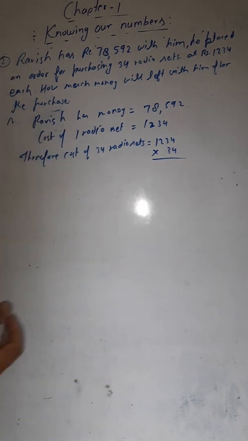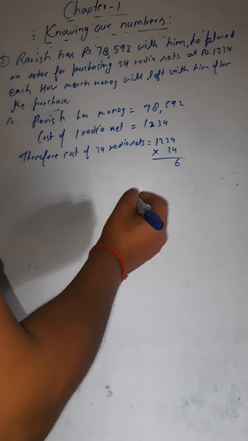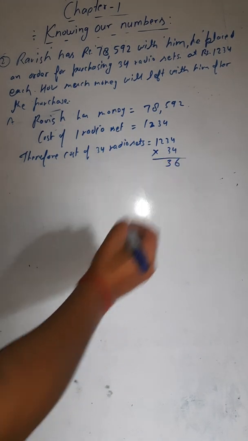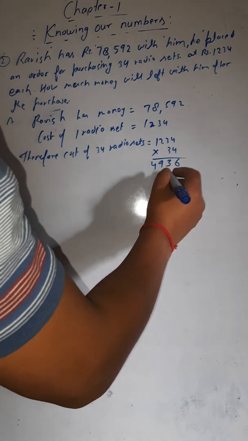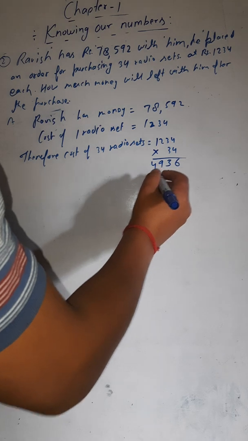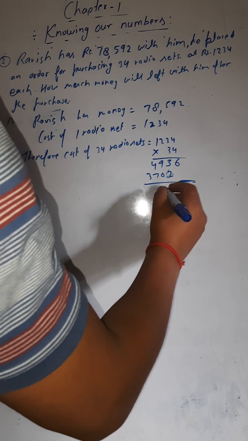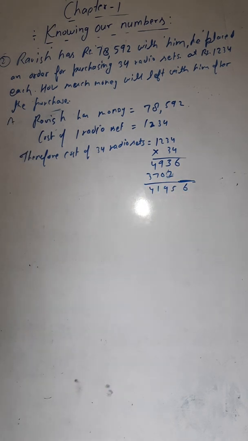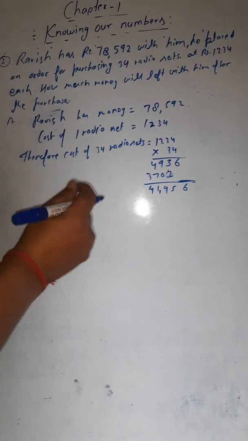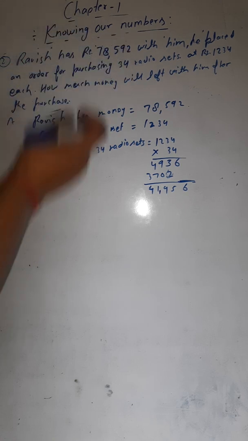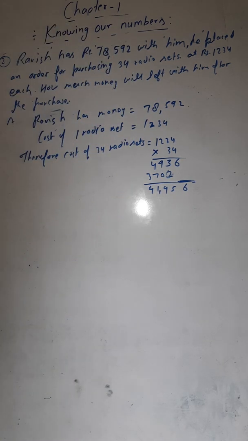Okay, just multiply it. 4 4s are 16, 6 carry 1, 4 3s are 12, 12 plus 1 is 13, 3 carry 1, 4 2s are 8 plus 1 is 9, and 4 1s are 4. 3 4s are 12, 2 carry 1, 3 3s are 9 plus 1 is 10, 0 carry 1, 3 2s are 6, 7, 3 1s are 3. So the answer would be 41,956. This much money he would spend for purchasing 34 radio sets.